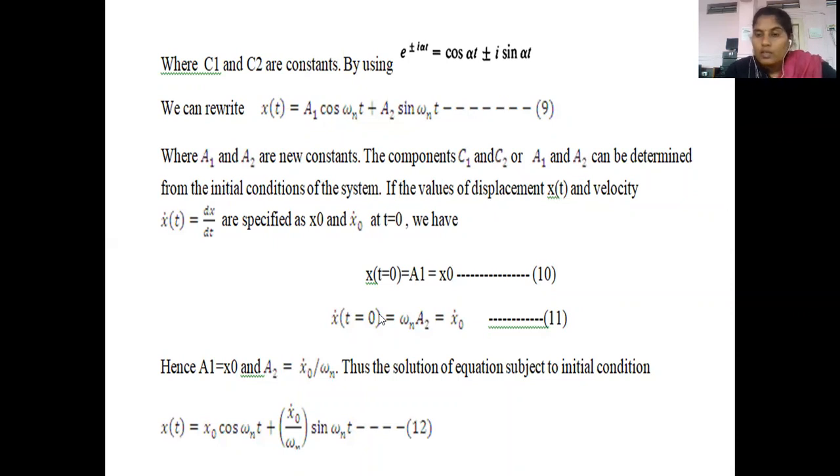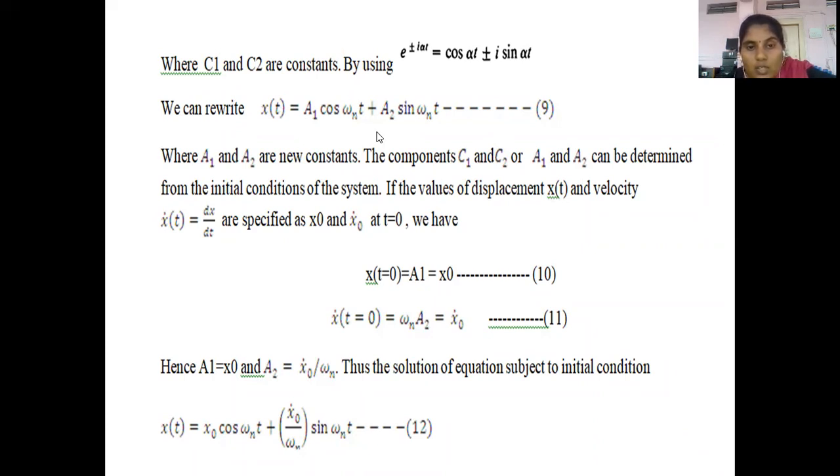So at this condition, for x dot, you have to calculate the first derivative of equation number 9. How to calculate the derivative of x of t, that is the displacement? So dx by dt is equal to the first derivative of A1 into cos of omega nt. What is the derivative of this term? A1 is the constant. The derivative of cos is minus sine, means minus A1 into omega n into sine of omega nt. So that is the first term.